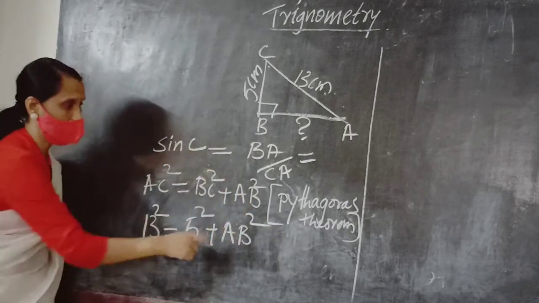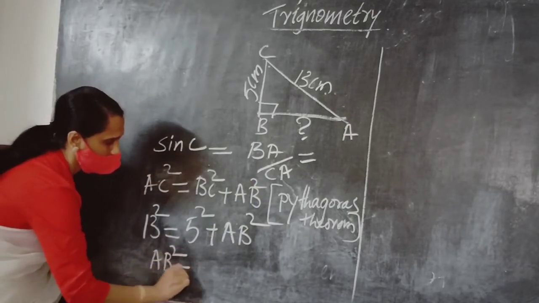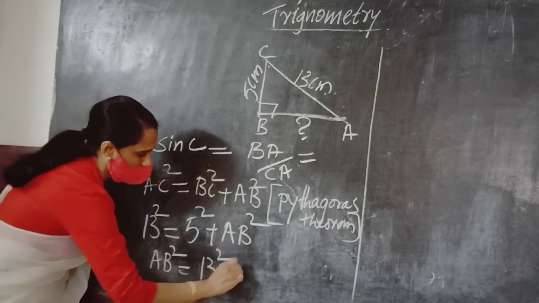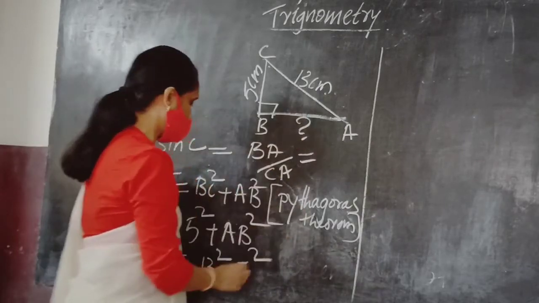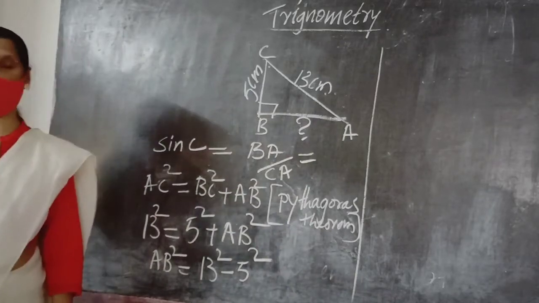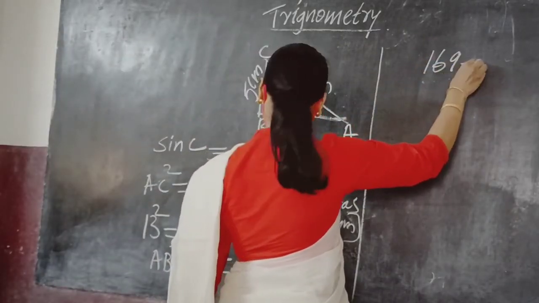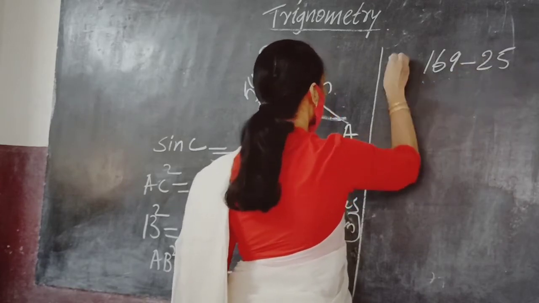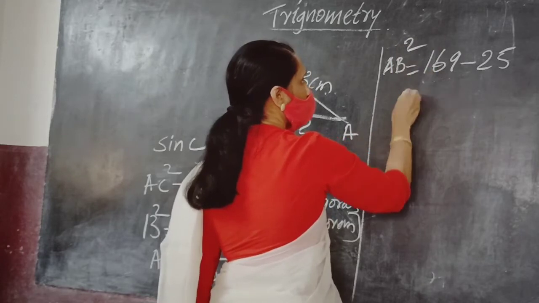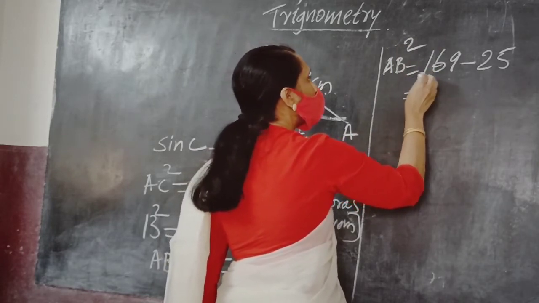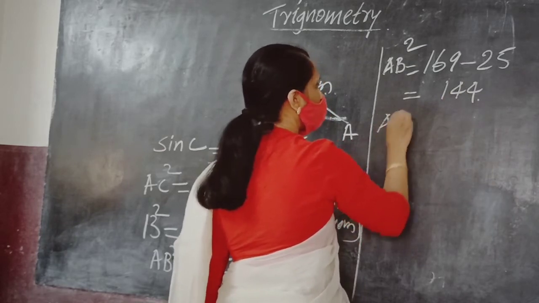So, what is AB square? AB square is equal to 13 square minus 5 square. How much is 13 square? 169 minus 25. So this is AB square. It's equal to 144. So what is AB?